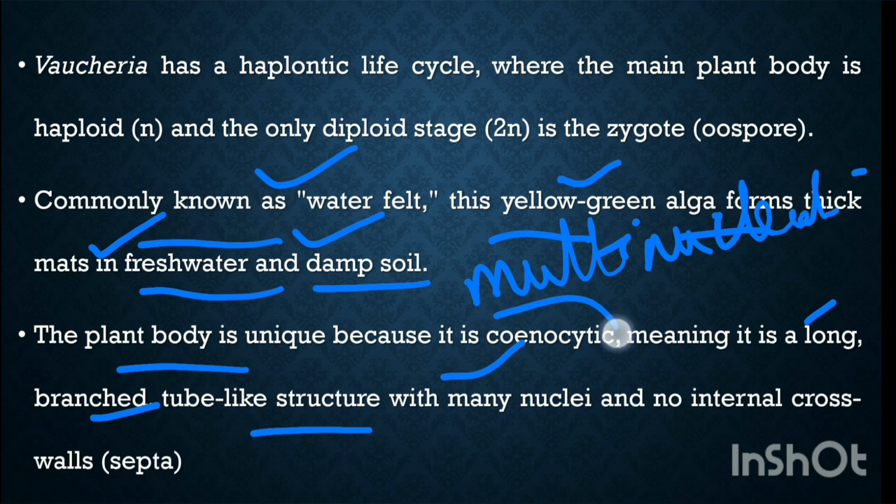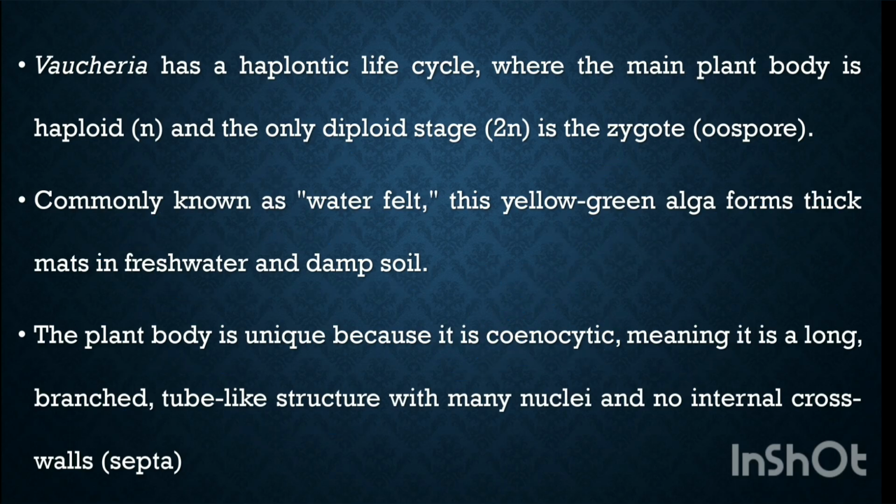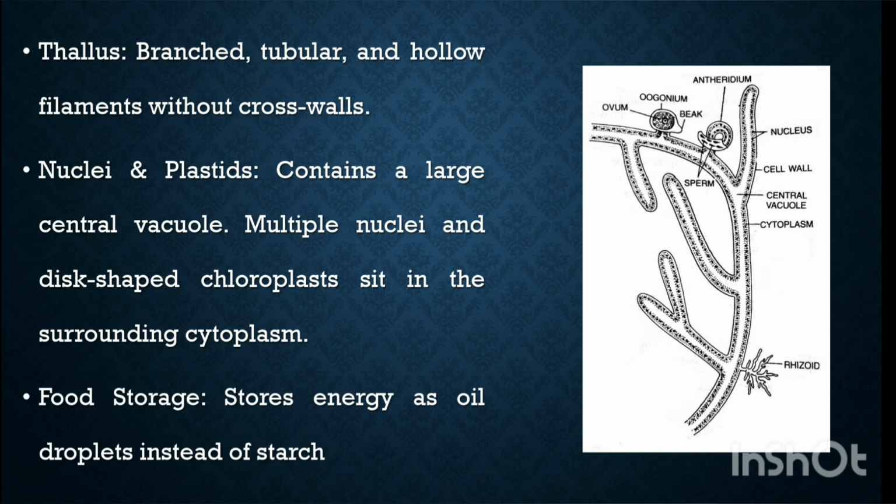Multinucleate condition is otherwise known as cenocytic condition. There are no internal cross walls or septa. So this is the structure of Vaucheria, where it is a single cell. There is no cell wall or cross wall between the cells. So there is a single cell but many nuclei, and this condition is called the cenocytic condition.